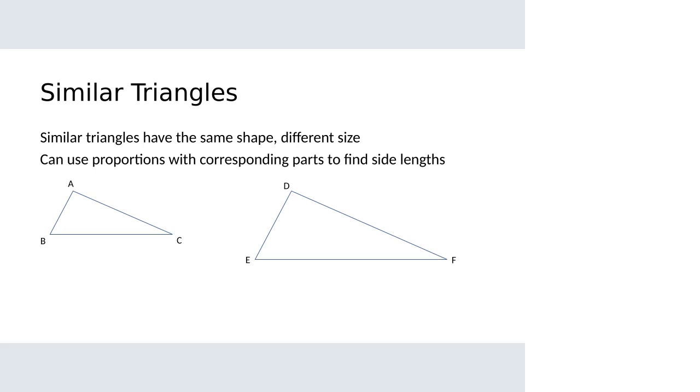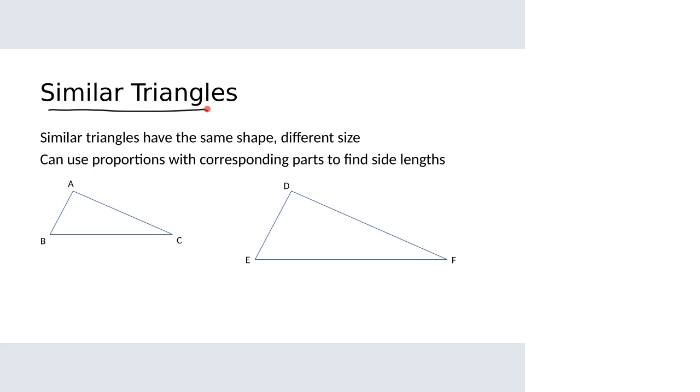Similar triangles. 2 triangles are considered to be similar if they have the same shape but a different size. So kind of like if you put it through the copy machine at 60% and it came out smaller, or 121% and it came out bigger. They have the same shape but different size. And you can look at these triangles here, triangle ABC and triangle DEF. They have the same shape, they're just different sizes. That makes them similar triangles. They're not exactly the same, but they're similar because they have the same shape and different size.